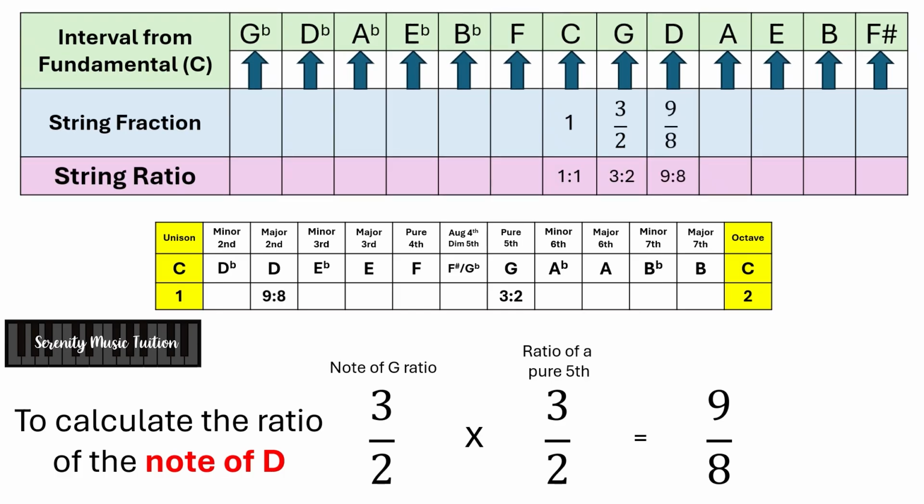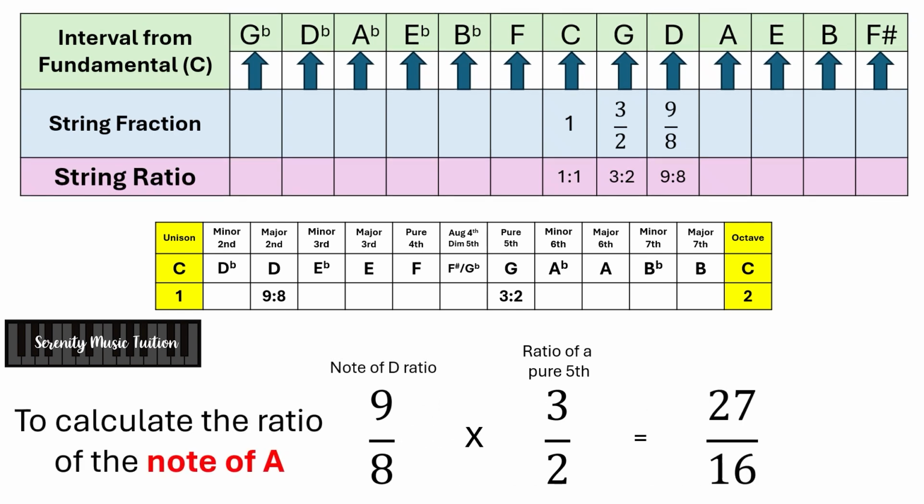It's time to pile on our next fifth. To calculate the string ratio needed to produce the interval which leads to the note A, we need to take the ratio of the previous note of D and multiply it by the ratio of a pure fifth, which is 3/2. This gives us an interval fraction of 27/16. We have also just found the interval ratio of a major sixth. This lies between 1 and 2, so we can add it to the table.